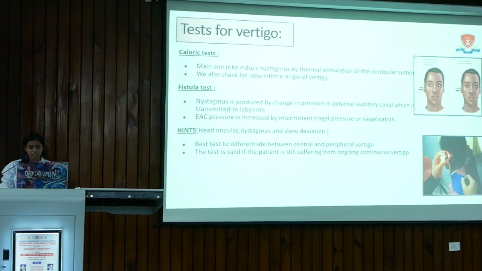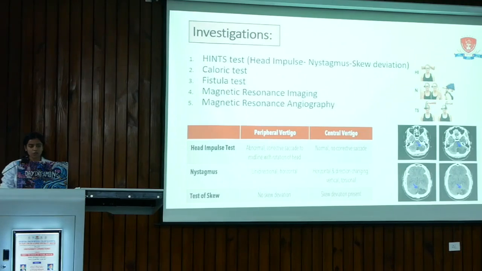Head impulse, nystagmus, and test of skew deviation, also known as HINTS, is the best test to differentiate between central and peripheral vertigo. This test is valid if the patient is still suffering from ongoing continuous vertigo. The investigations carried out for central vertigo are as follows: HINTS, caloric test, fistula test, magnetic resonance imaging, magnetic resonance angiography. In case of peripheral vertigo, the head impulse test is abnormal, with corrective saccade to the midline with rotation of head, whereas in central vertigo it is normal, no corrective saccade is seen.